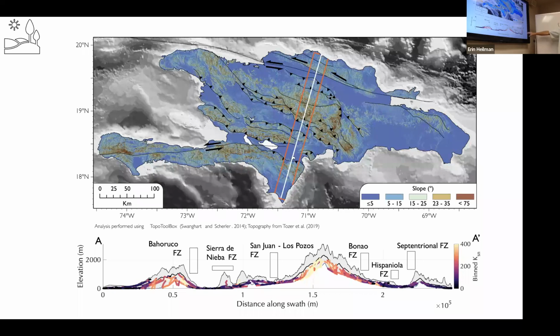I've colored it by the binned KSN. This is a metric very similar to the topographic slope, except it's coming from streams. So it's the channel steepness. And when you have high channel steepness, similarly, it's going to be constantly rejuvenated by uplift, so you don't have time for erosion to shallow those streams. So it's a good indicator of where you have active deformation. So it seems that at least in the central Cordillera, most of your active deformation is concentrated in the south, likely controlled by the San Juan Los Pozos fault zone. So that seems to be steepening much of the topography in the central Cordillera. At least relative to the north and even compared to the Sierra de Neiba.